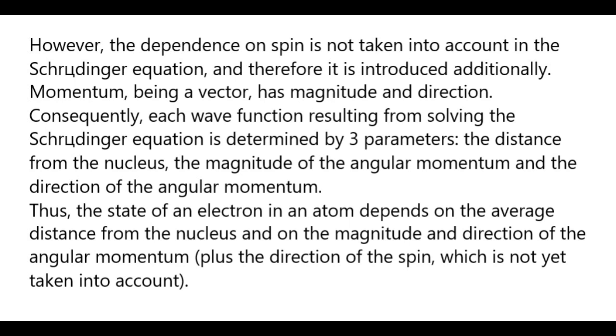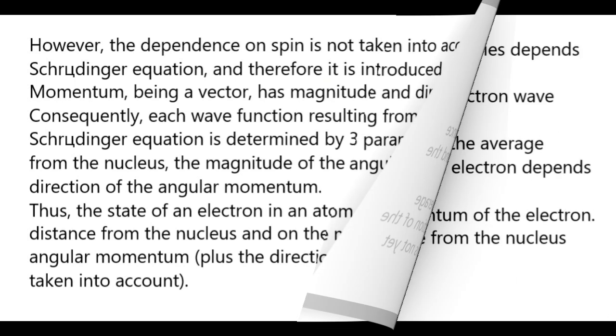Consequently, each wave function resulting from solving the Schrödinger equation is determined by three parameters: the distance from the nucleus, the magnitude of the angular momentum, and the direction of the angular momentum. Thus, the state of an electron in an atom depends on the average distance from the nucleus and on the magnitude and direction of the angular momentum, plus the direction of the spin, which is not yet taken into account.